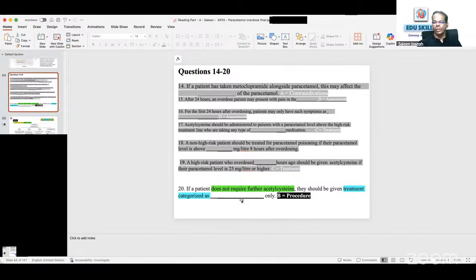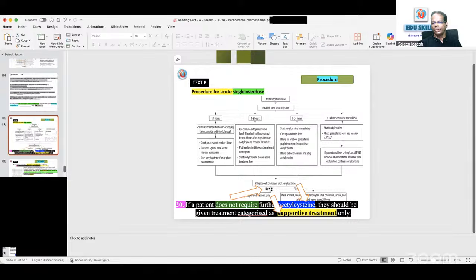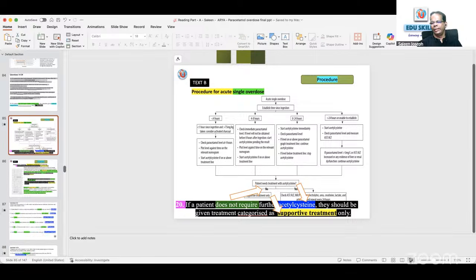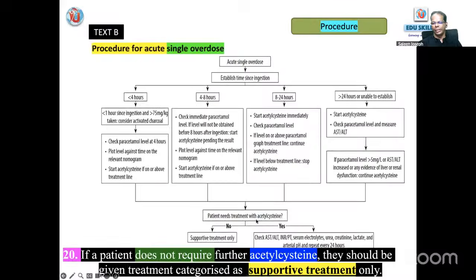Which category of treatment must be given when patient does not require this particular treatment? Patients need treatment with acetylcysteine. So no or yes, I said these are important. When you need, when you don't need. Need and no need. The question is asking if a patient does not require, which means don't need.